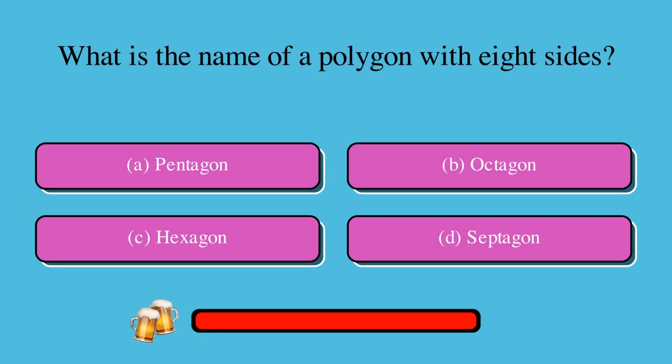What is the name of a polygon with 8 sides? Is it A, pentagon, B, octagon, C, hexagon, or D, septagon? The correct answer is B, octagon.